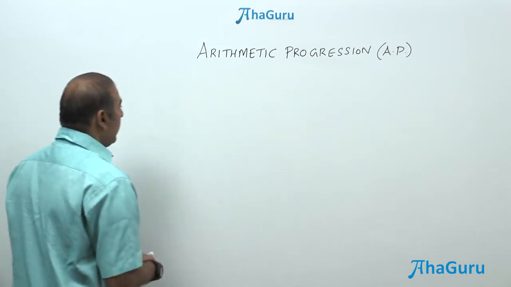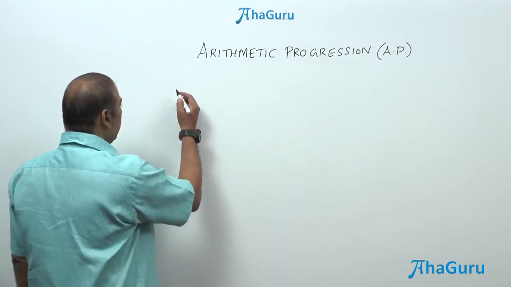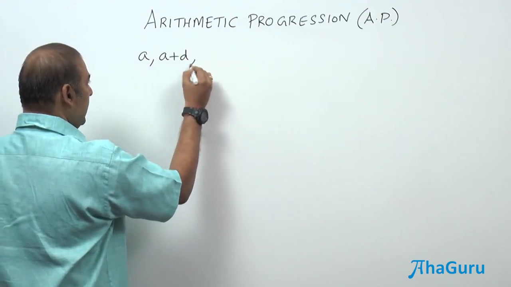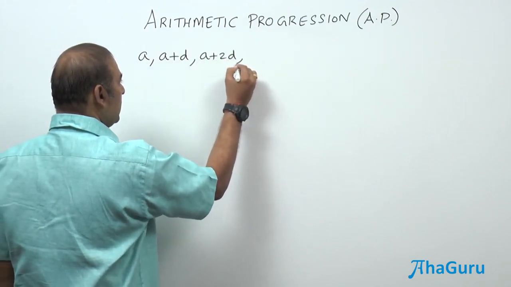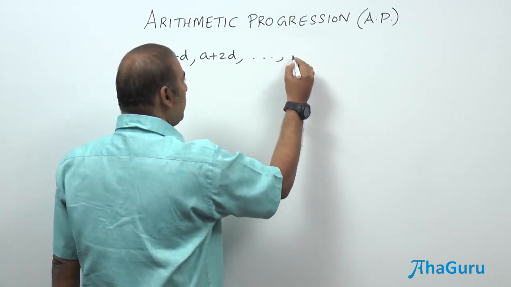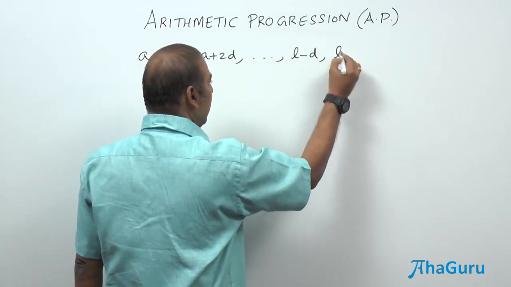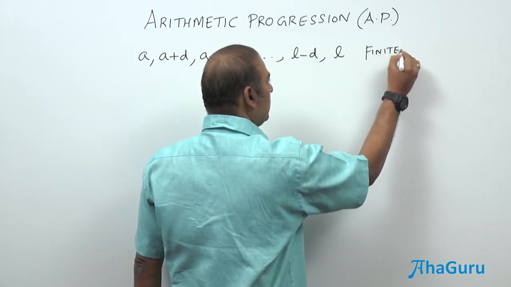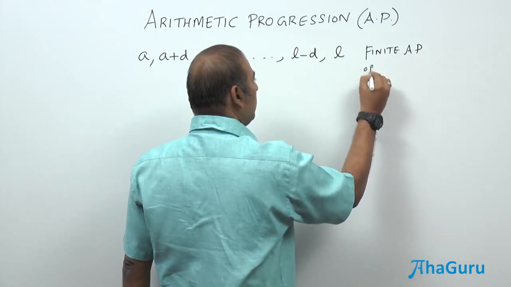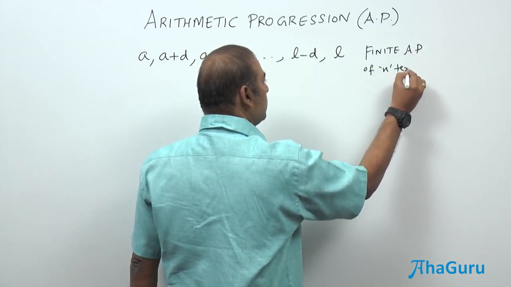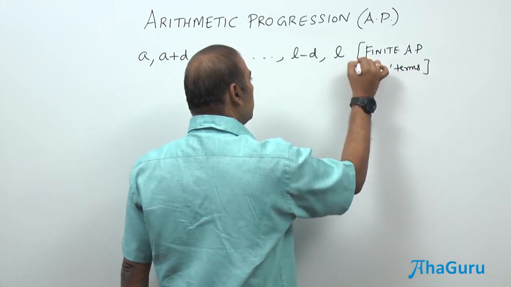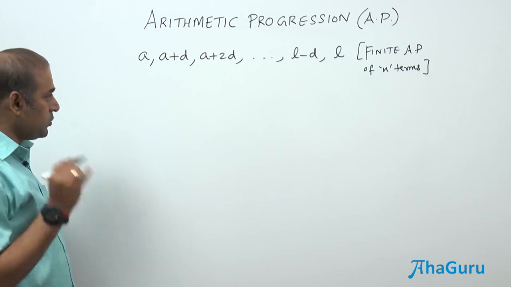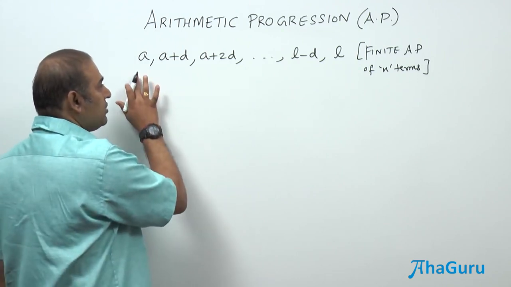Okay, let us try to find the sum of the first n terms of an AP. So, let an AP be a finite AP: a, a plus d, a plus 2d, and so on up to the last term L. So, this is a finite AP, correct? It is a finite AP of how many terms? N terms. We already know how n is connected to a, L, and d: n is equal to (L minus a) by d plus 1.